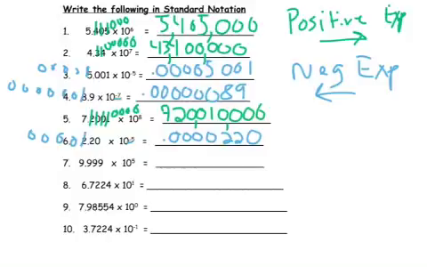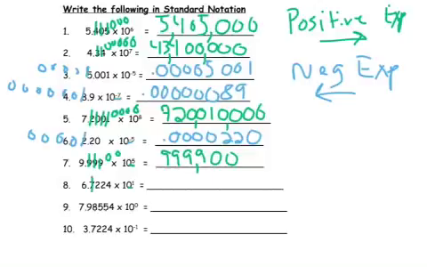The next one is positive, so I'm moving to the right 5 times. 1, 2, 3, 4, 5. So rewrite your original value and include your zeros. In this case, I only had 2. So my answer would be 999,900. Now this time my exponent is positive, but it's only 1.